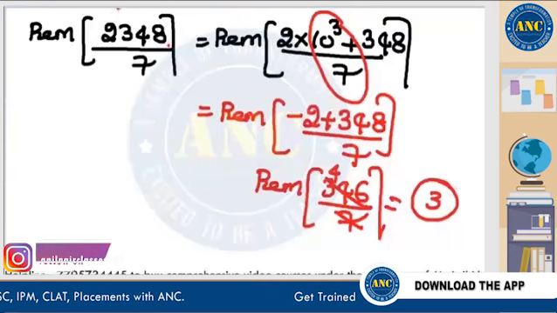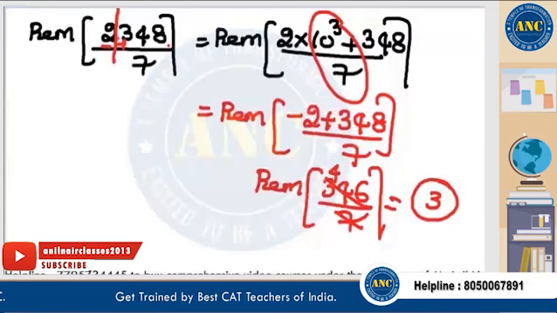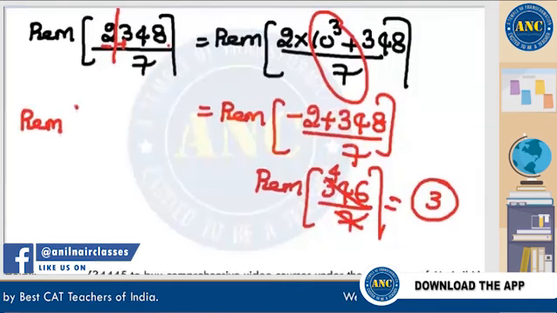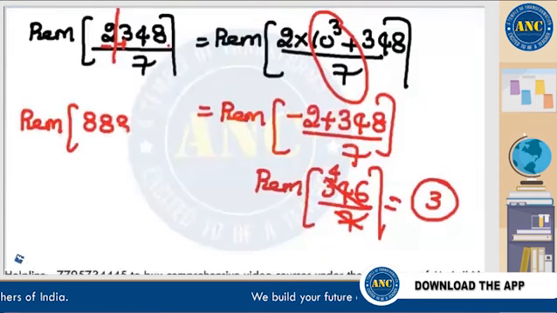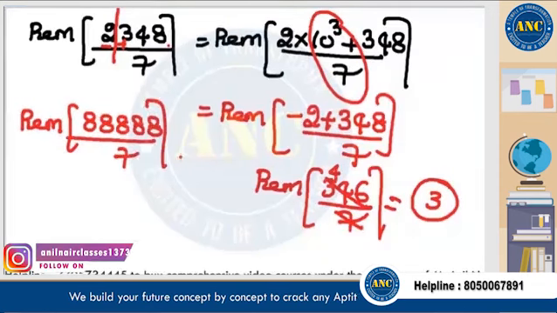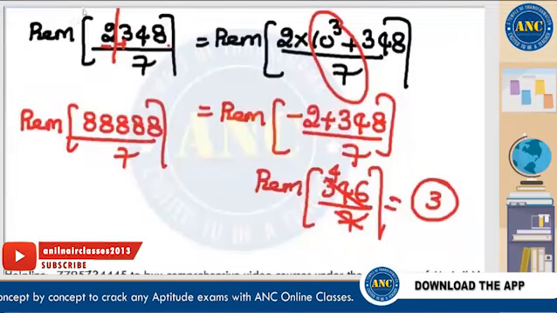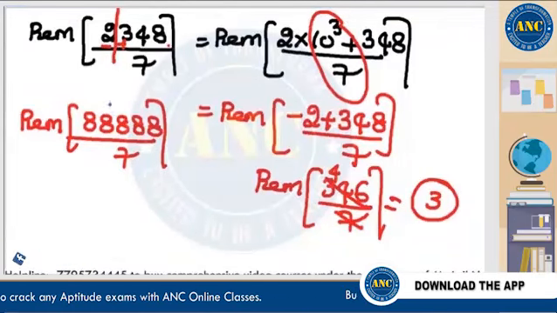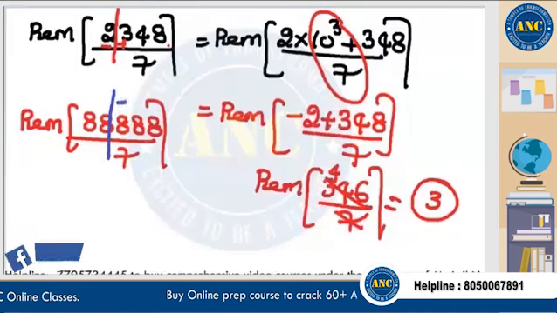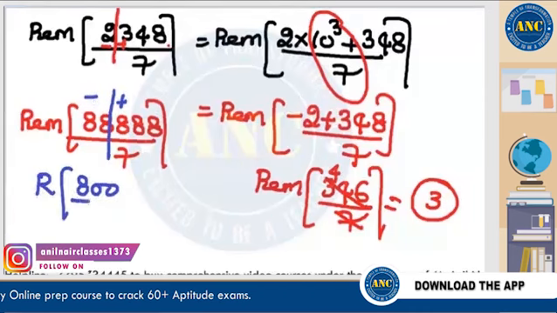Start from the unit digit, take a group of 3 digits, alternatively do plus and minus. Simple language. Suppose the question is 88888888 divided by 7. Taking groups of 3 digits, alternatively plus and minus, we get 800 divided by 7.